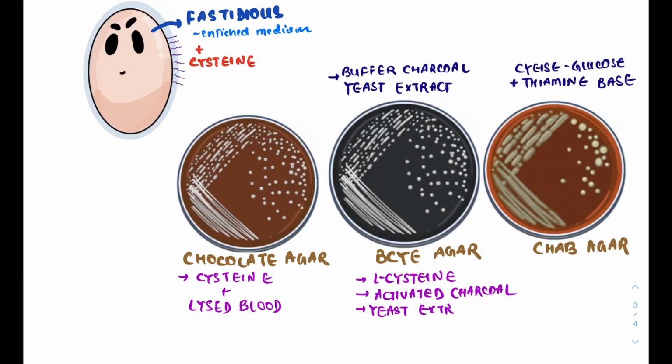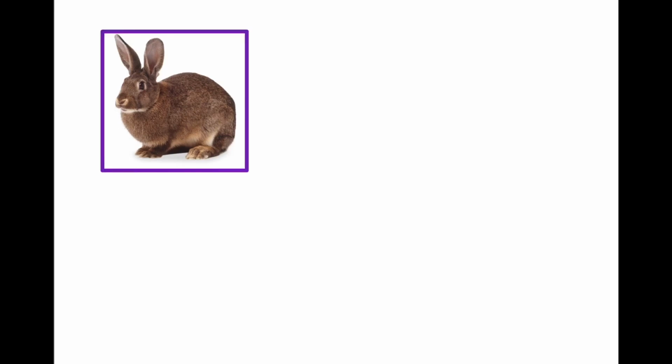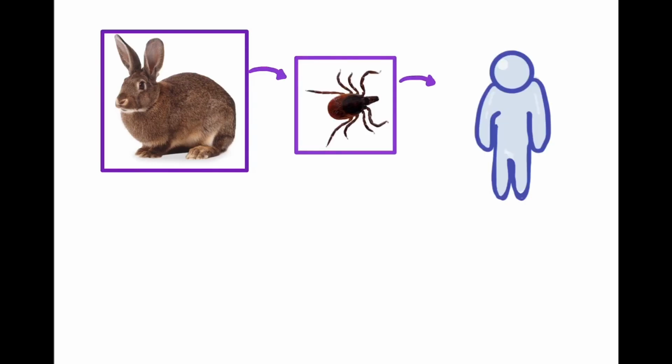In both these mediums, Francisella tularensis forms grayish whitish colonies, and in CHAB it forms greenish white round smooth colonies. This is a zoonotic condition and spreads through infected animals like rabbits, rodents, and deer. The vectors are ticks, mosquitoes, and deer flies. And finally, there is an accidental host like man. Sometimes the bacteria survive in water and haystacks, so they also spread through haystacks. So it is much more common in lawn owners.